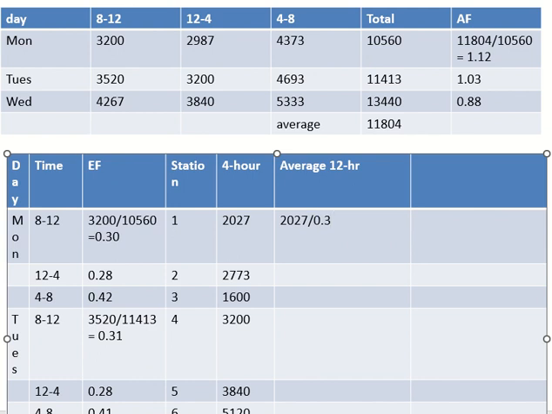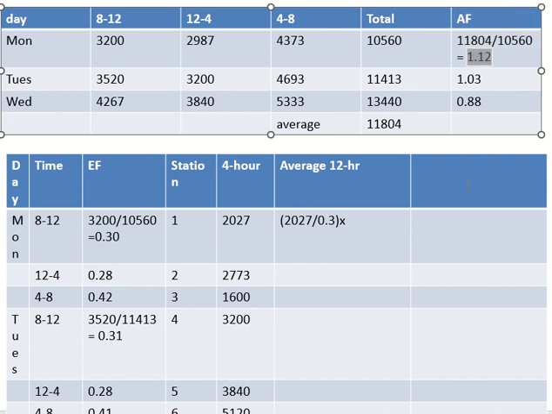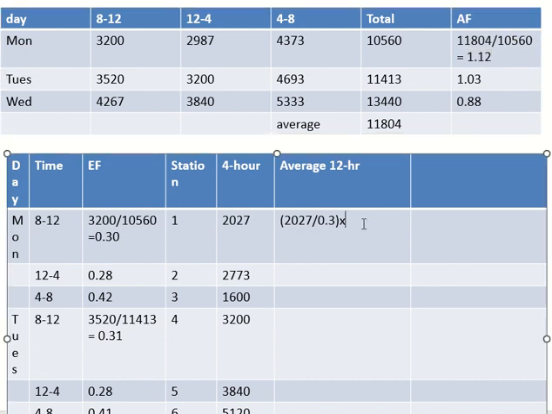I'll put a bracket here. So this value becomes what now? 12 hours. But it is still for Monday, because this was for Monday. So to convert into average, I'll multiply with the adjustment factor of Monday, 1.1. How much is this?